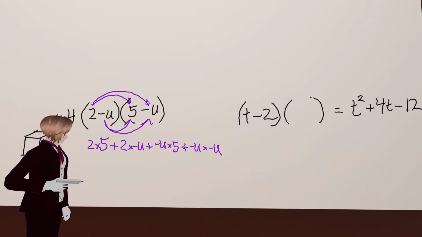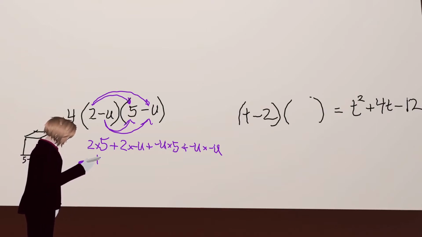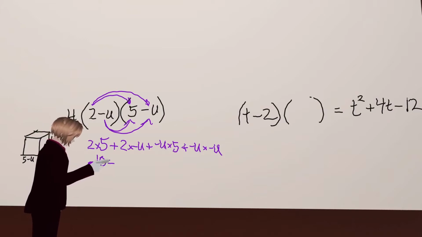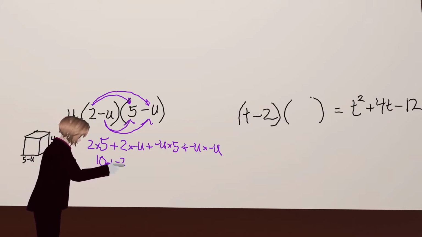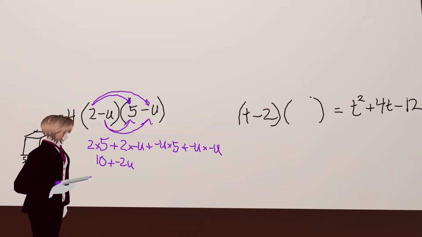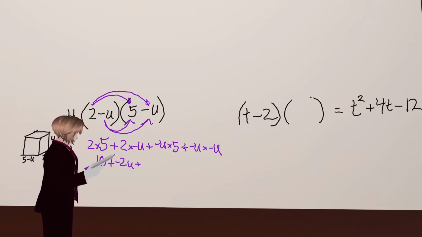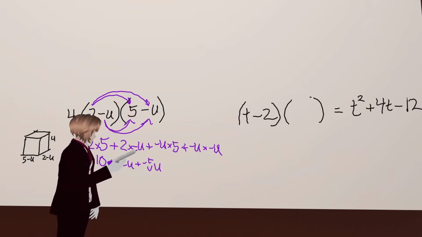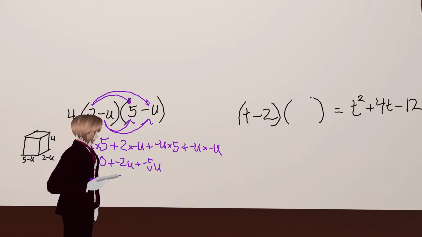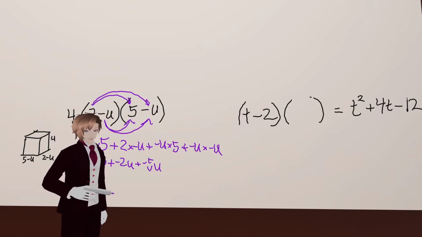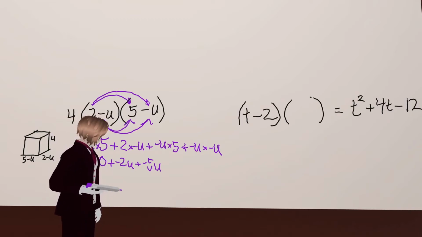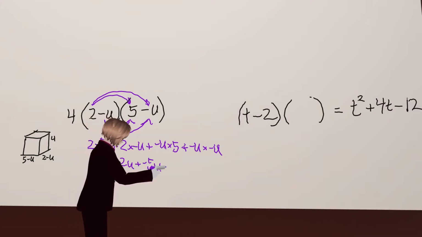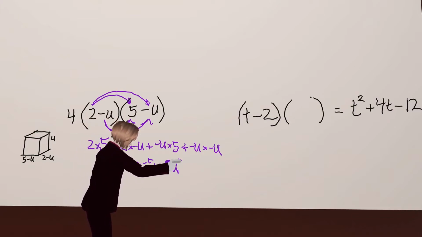Right, let's simplify this. 2 times 5 is 10, plus negative 2u, plus negative 5u, plus u times u. U times u is u squared. And we have a negative times a negative, so it's going to be a positive. The last term is u squared.